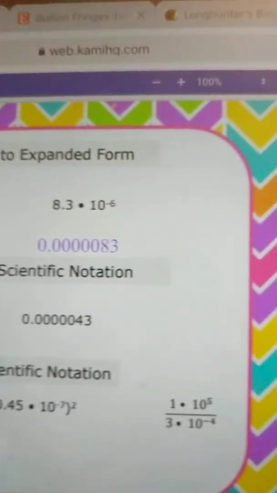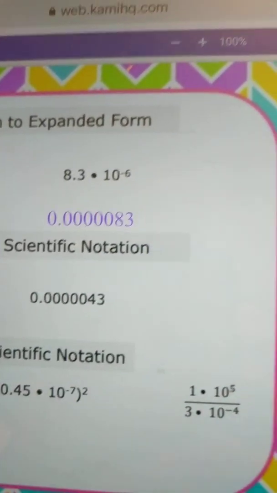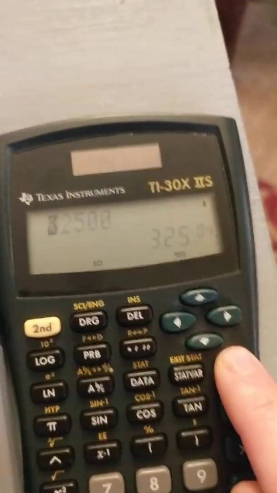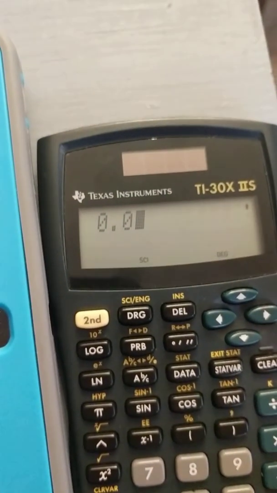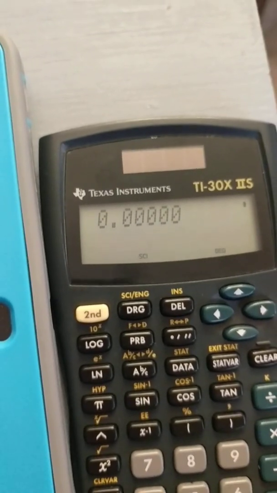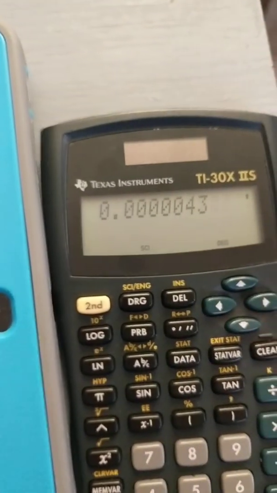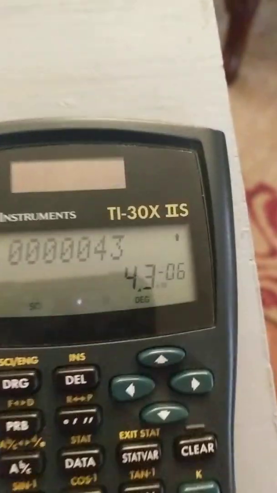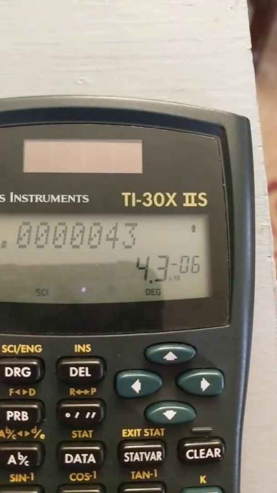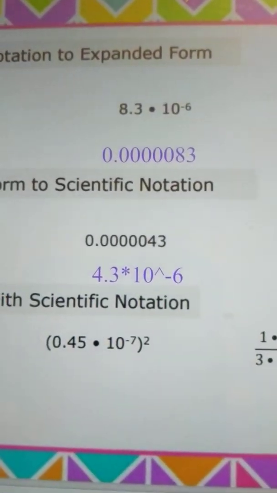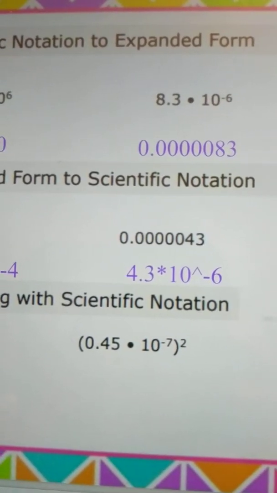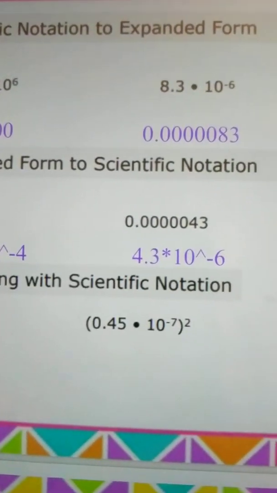Okay, now we have this one, so we're going to do the same thing here. We're going to clear our calculator, put in 0, it's got 5 zeros and 4 3, and then just hit enter, and then this again gives you your scientific notation. So it's 4.3 times 10 to the negative 6th. Okay, so as you see here, we don't put that 0 in front of that negative 6. We just put the 6 by itself.